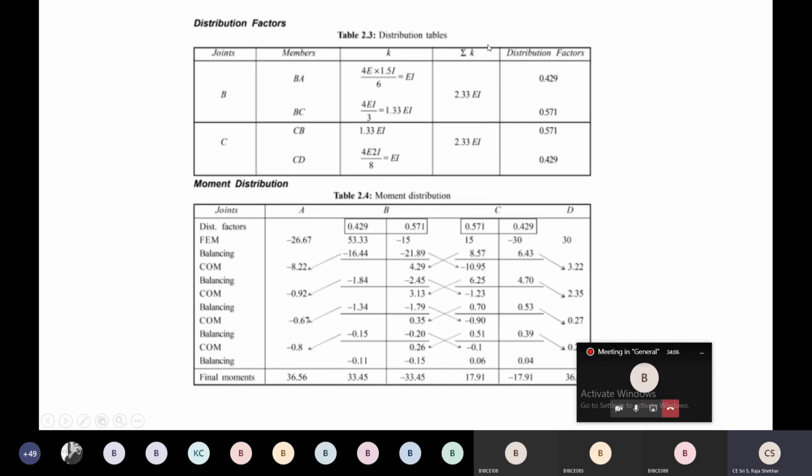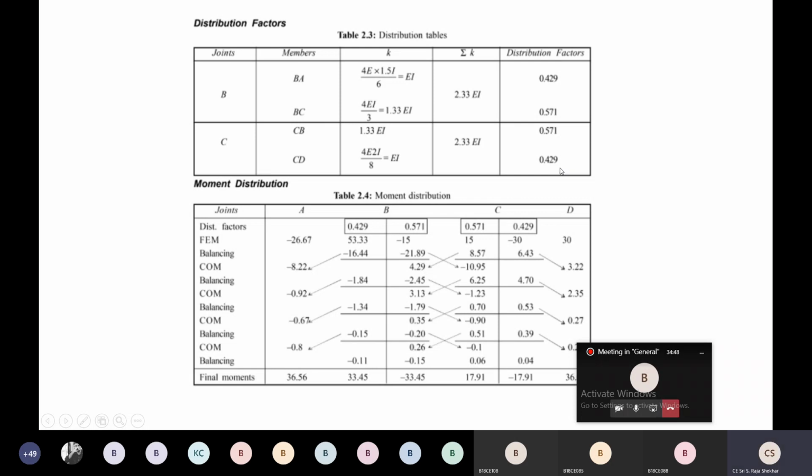Now the distribution factor for member BA is EI by 2.33 EI, which comes to 0.429. For BC, 1.33 EI divided by 2.33 EI gives 0.571. You see, at the joint the sum of the distribution factors is equal to 1. Remember this: the sum of the distribution factors at the joint is equal to 1. Add these two and you get 1. Next, for member CB the distribution factor is 0.571, and for member CD it is 0.429.